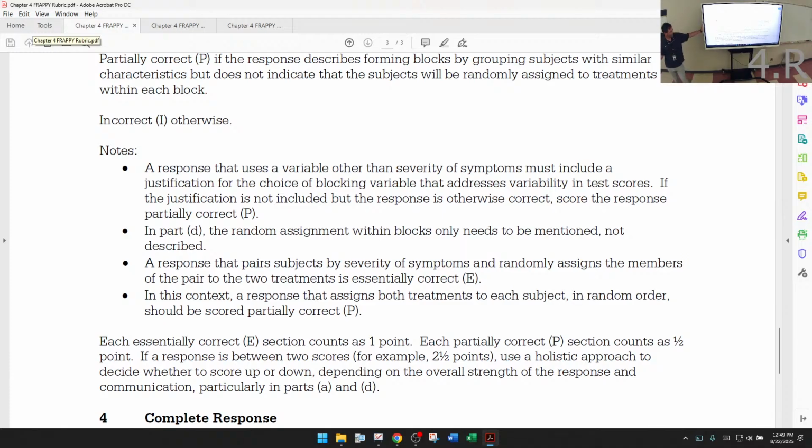In part D, the random assignment within blocks needs to be mentioned but not described. You don't have to describe how you're going to randomly do it because you already explained how to randomly do it in A. A response of pairs, so you could pair this also. Pairing is a special kind of block, but you could pair them, and you can score that an E. In this context, a response that assigns both treatments to each is scored a P. You can't assign both to each treatment.